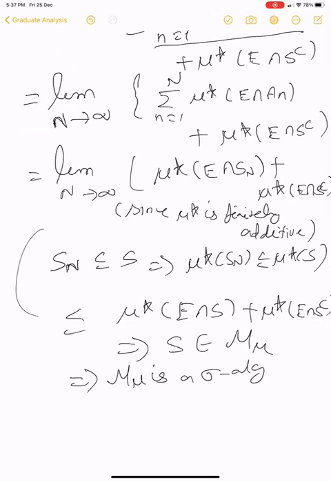Right? Is it okay? Sir, we took the limit outside, and then used the monotone property to prove this. That's all.